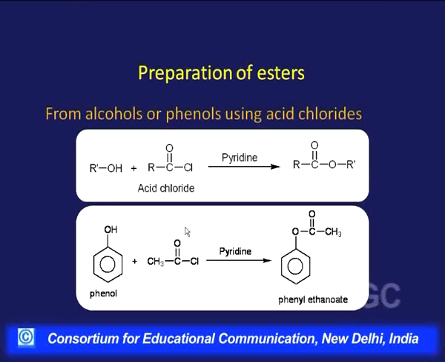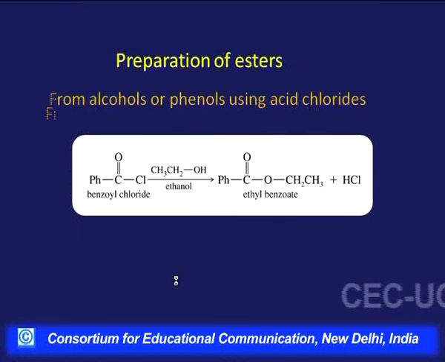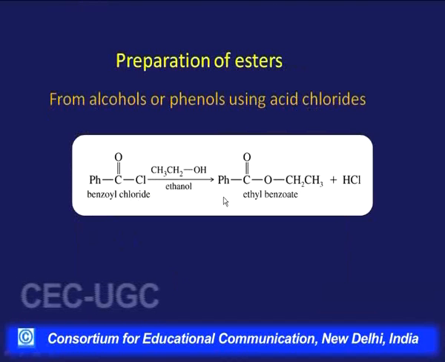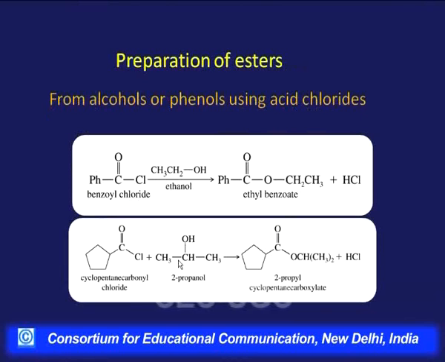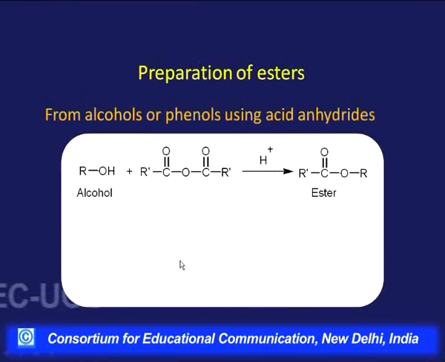As I said earlier, if we take some aromatic acid chloride like benzoyl chloride, then that reaction will be the example of Schotten-Baumann reaction. Then benzoyl chloride can also react with ethanol and we get ethyl benzoate, or other cyclic acid chlorides similarly react with this to form corresponding esters.